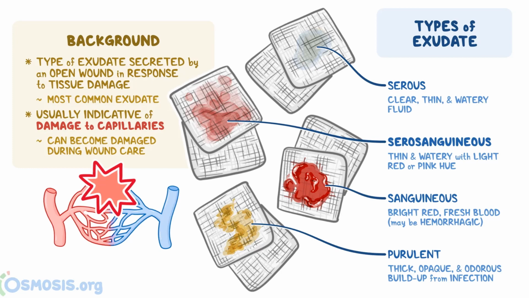Purulent, this is going to be that odorous, thick, yellow drainage. It could be green or gray, it's yucky, it's opaque, and this is from infection. So this is not a good drainage. We do not want purulent drainage. This is also known as pus.